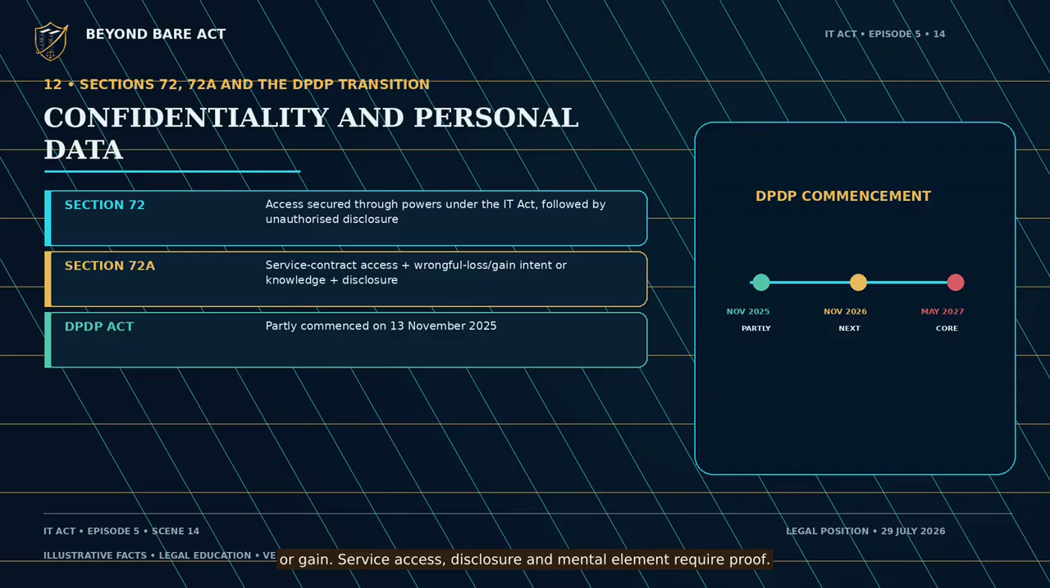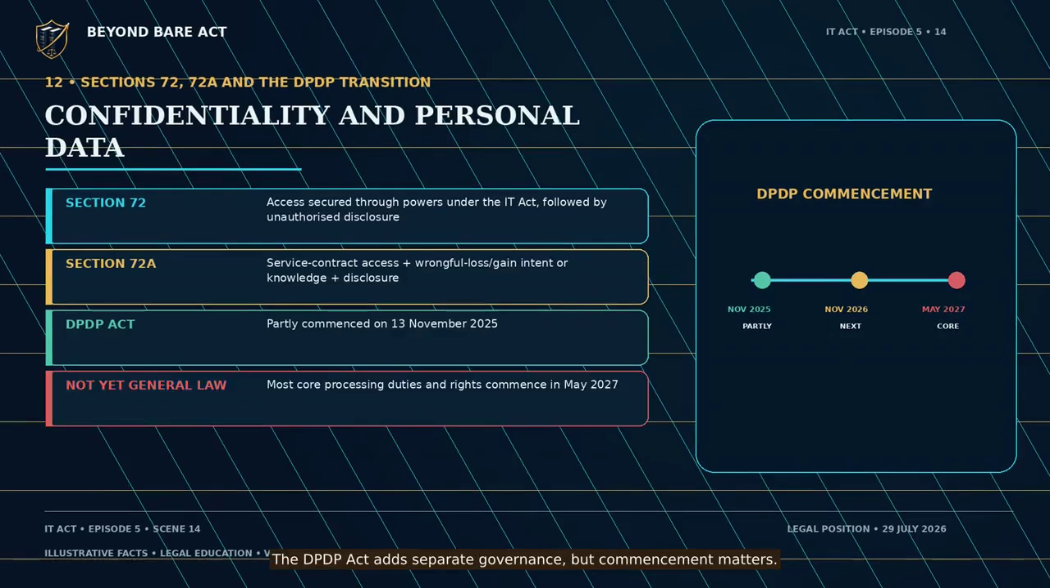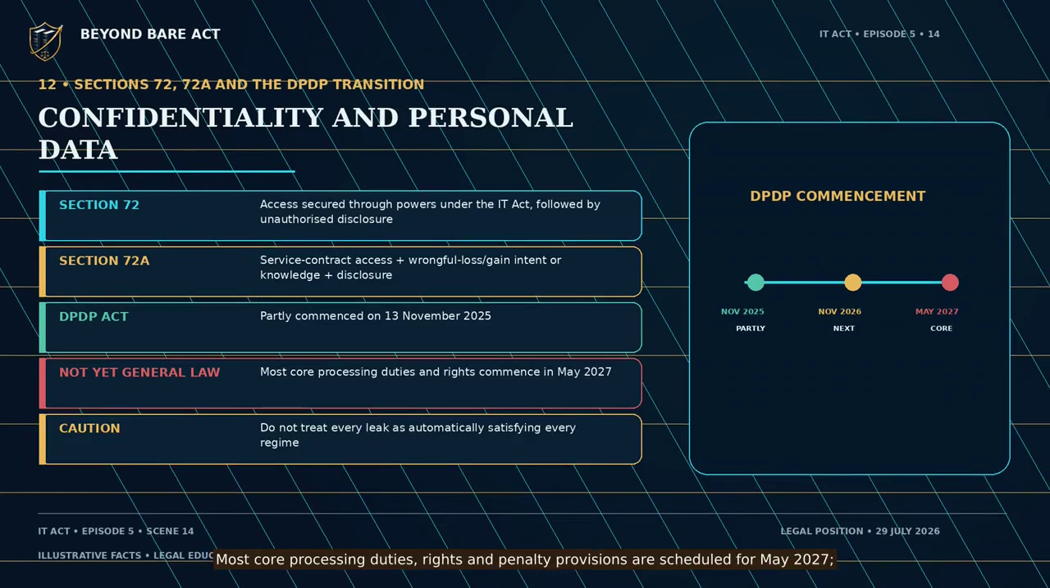The DPDP Act adds separate governance, but commencement matters. A November 13th, 2025 notification commenced institutional and rule-making provisions. Most core processing duties, rights and penalty provisions are scheduled for May 2027. Another group for November 2026. As at 29th July 2026, the framework is partly commenced, not fully operational.